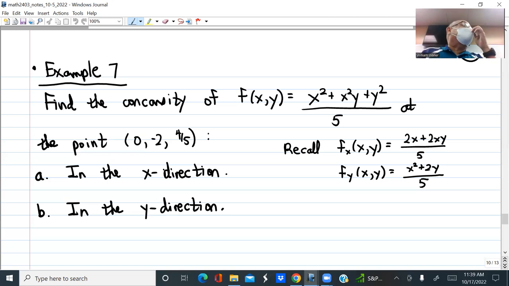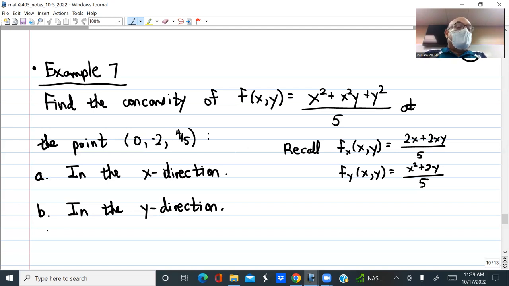When I say the concavity, what I mean is, is the function concave up? So is the graph concave up or is the graph concave down at this particular point? I think that is a point on the graph of this function of two variables. You can check it by plugging in the 0 and the minus 2. I hope it turns out that when you do that, z turns out to be 4/5.